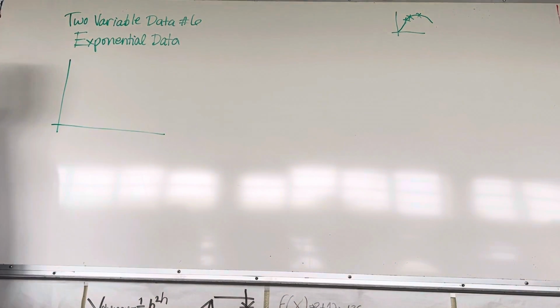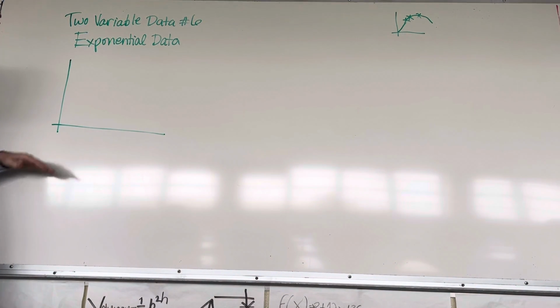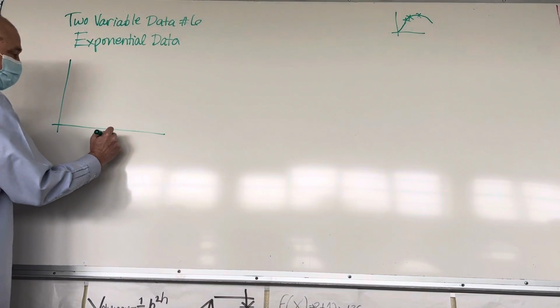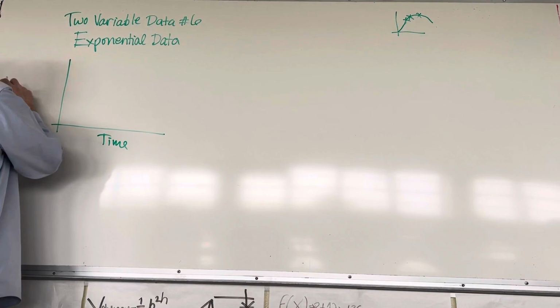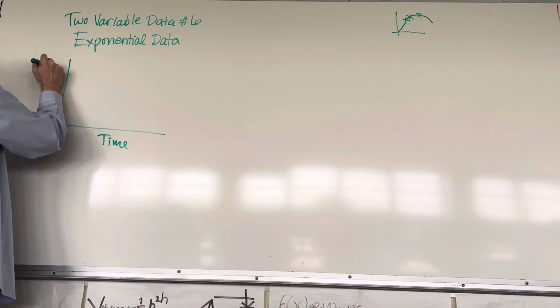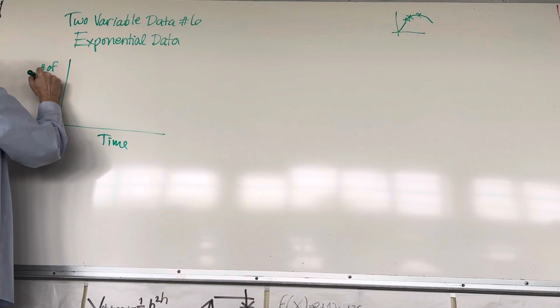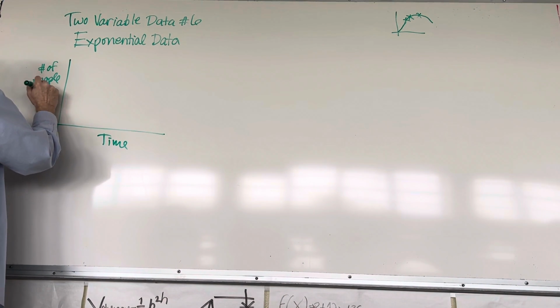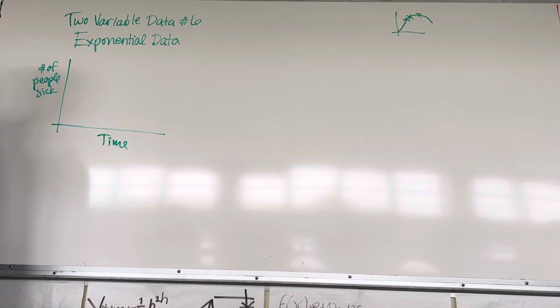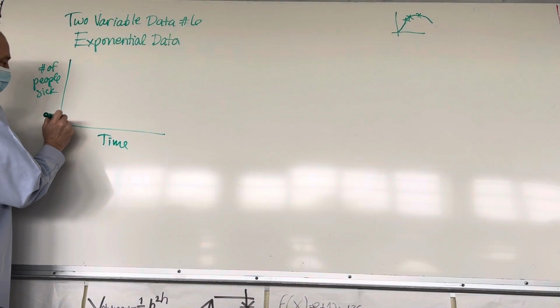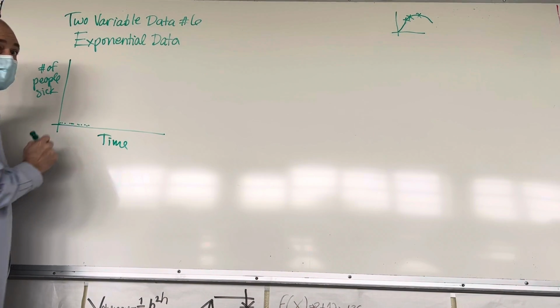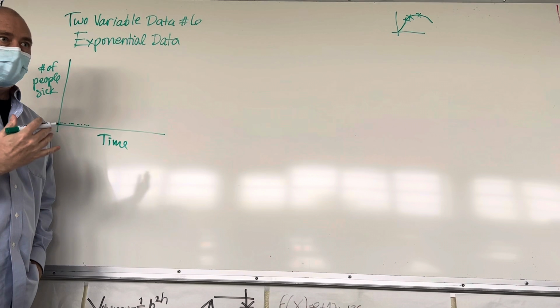You've got your 2 variables, right? 2 variable data being, let's say this is time. There's 1 variable, and let's say this is number of people sick. All right, so it starts out slow, right? Here's all the data. You don't even notice it, right? It's there all along, but we don't know what's happening.